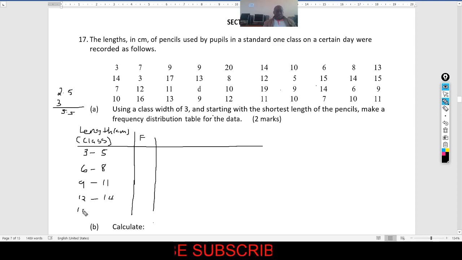So the next must start from 15. Remember the lower is 14.5 plus 3 is 17.5. So it is 15 to 17. And then finally, the next must start from 18. Because you look at your table, at the length, the lowest is that, and the maximum is 20. So it is 18. Remember, 17.5 plus 3 gives you 20.5. So it is 18 to 20.